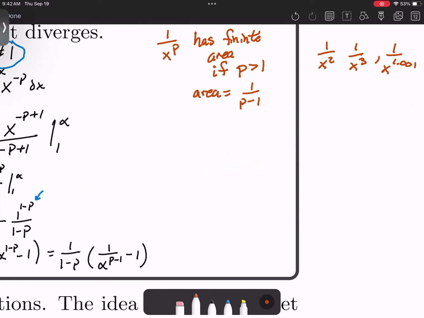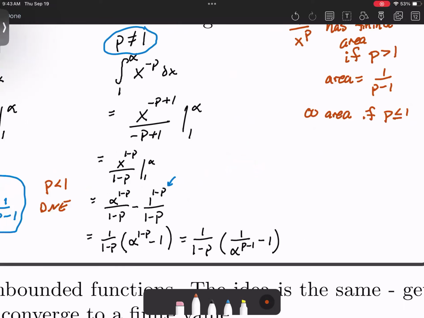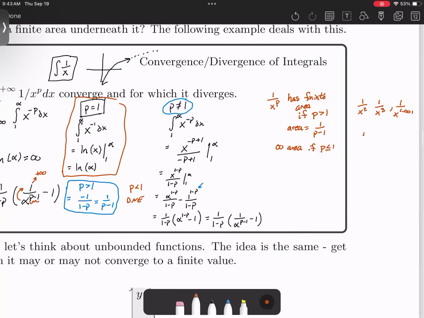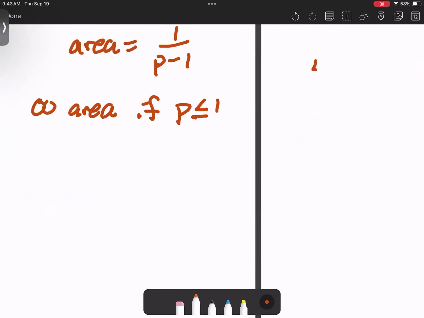It has an infinite amount of area if p is less than 1. Or in fact, p is less than or equal to 1, because we showed the equal to 1 case has an infinite amount of area underneath it as well. So if p is less than or equal to 1, we have an infinite amount of area, so the integral diverges.